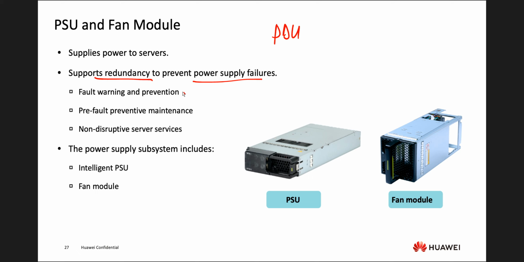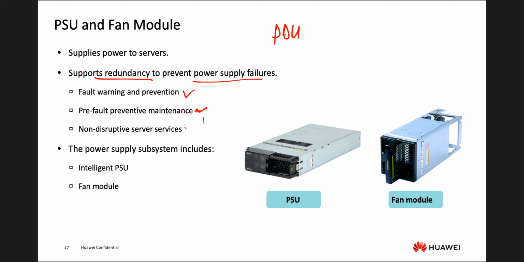If there's any fault, it will prevent that because it will alert you that your power supply is either running high or running low. So you have this constant monitoring embedded and reporting on your power usage and consumption. It is also there to help with maintenance, so that if you have to go into maintenance, it will alert you before you even go into maintenance. So it has a pre-fault preventive maintenance scenario, and it is non-disruptive, so it doesn't disrupt the services that run on your server.